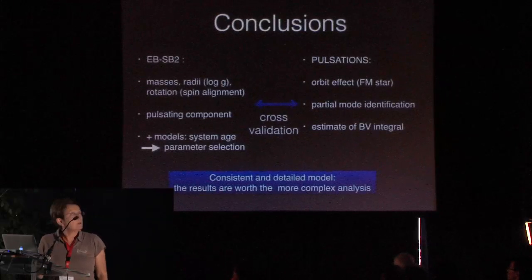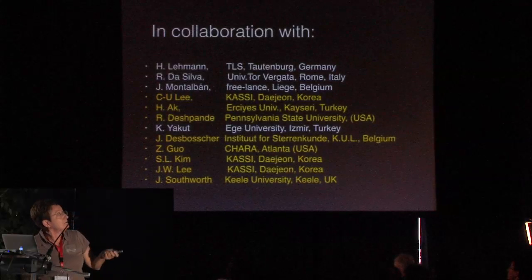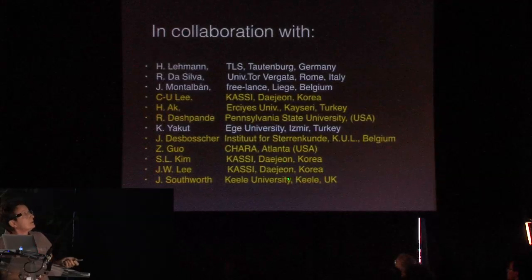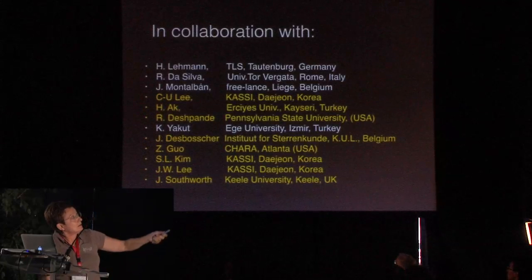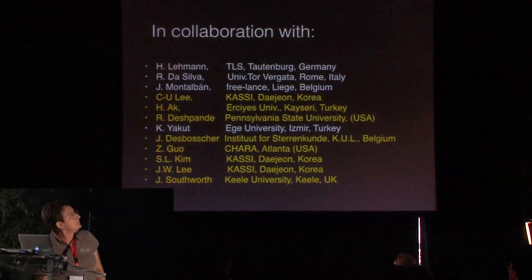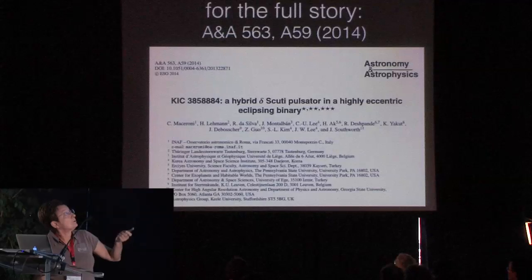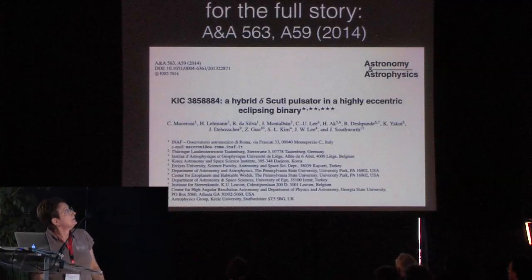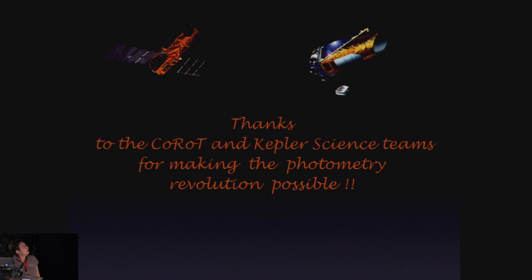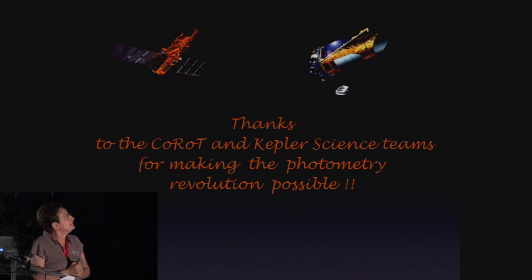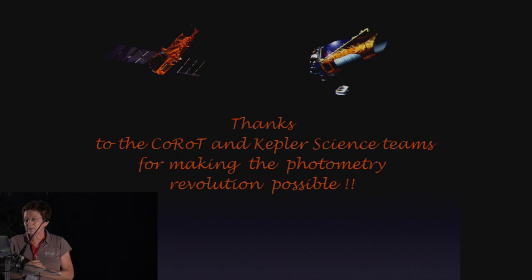Let me give here the list of people who worked on this. In green, who got the many spectra that we used, in yellow, actually. And finally, when you want to read the full story, this is the paper. There are things I could not tell here. And finally, let me thank the science teams of CoRoT and Kepler for making this exciting type of work and the photometric revolution possible. Thank you for your attention.